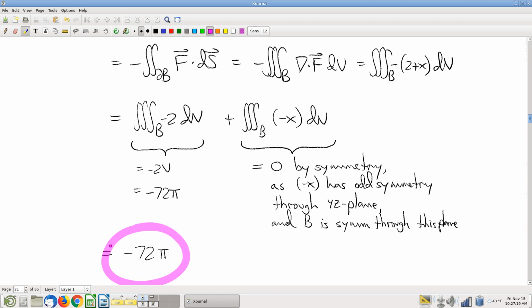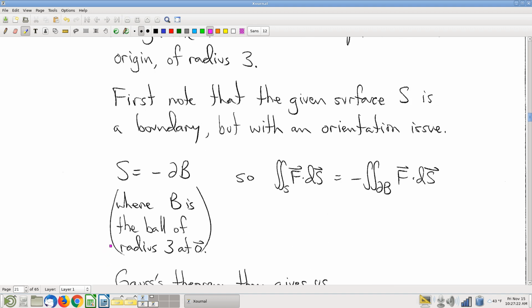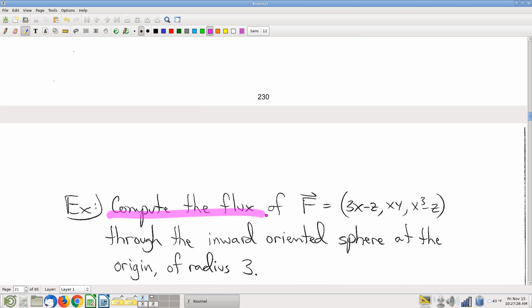There's your triple integral, which of course means that is our flux that we were asked to compute in the first place. Everybody on board? Any questions? Okay. All right.